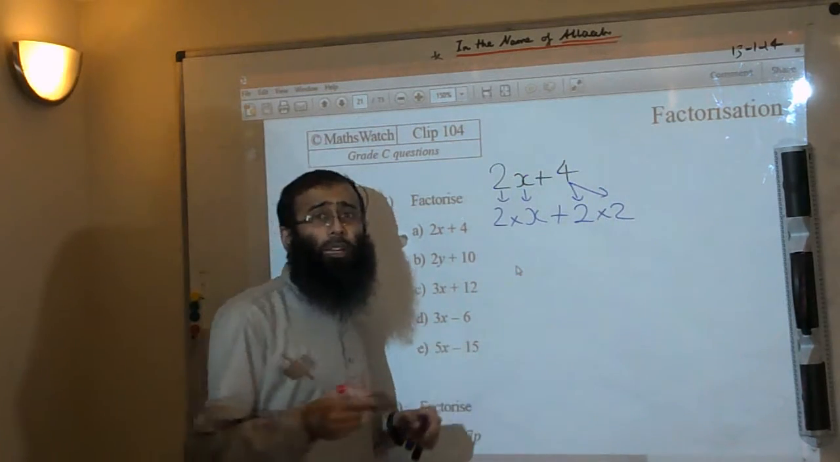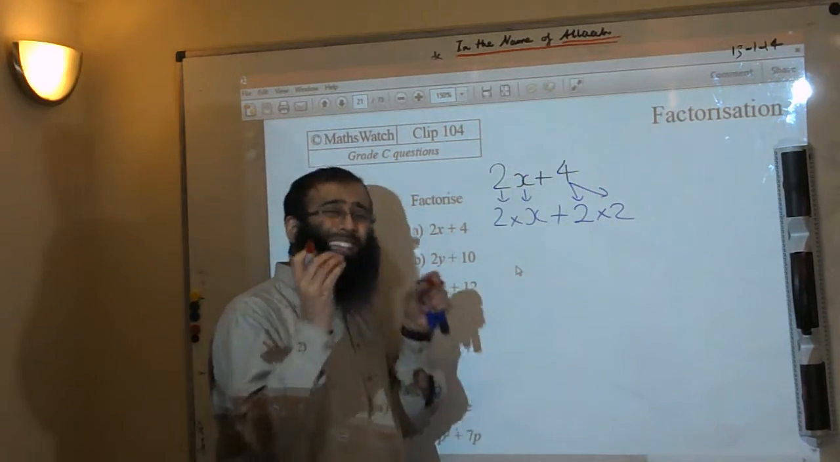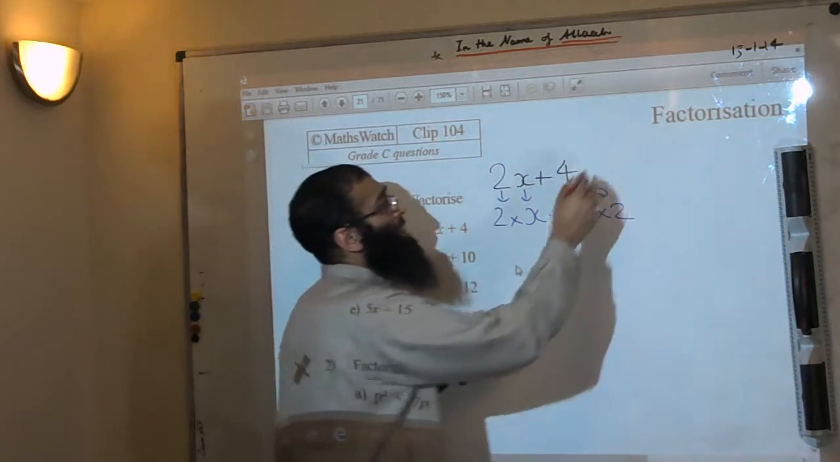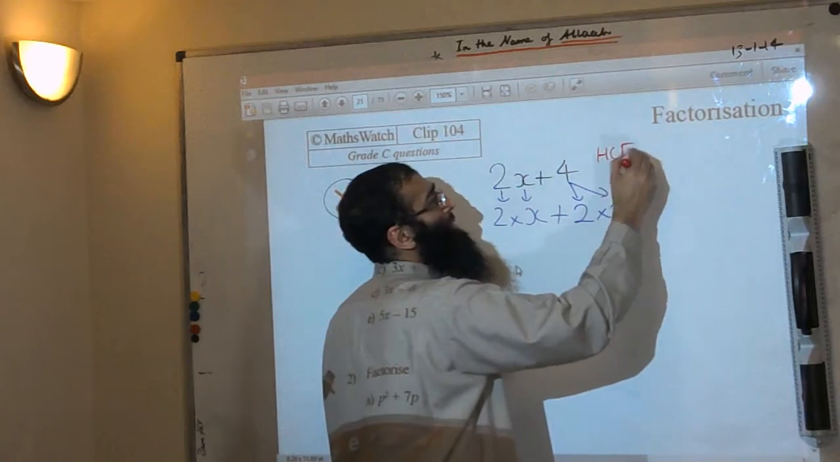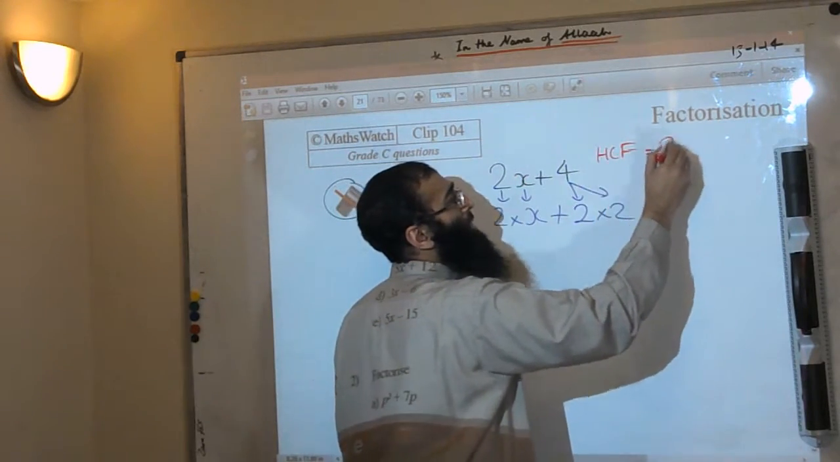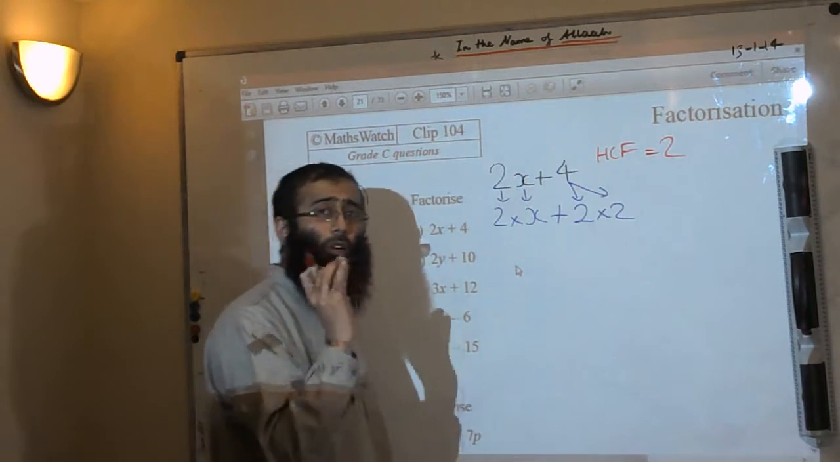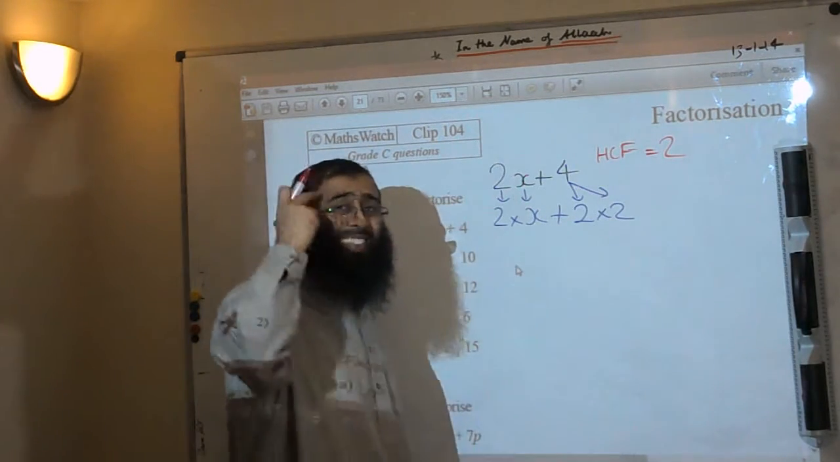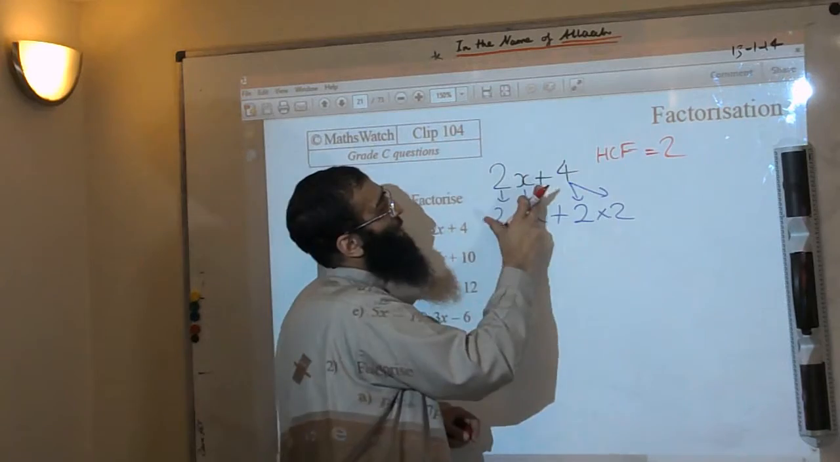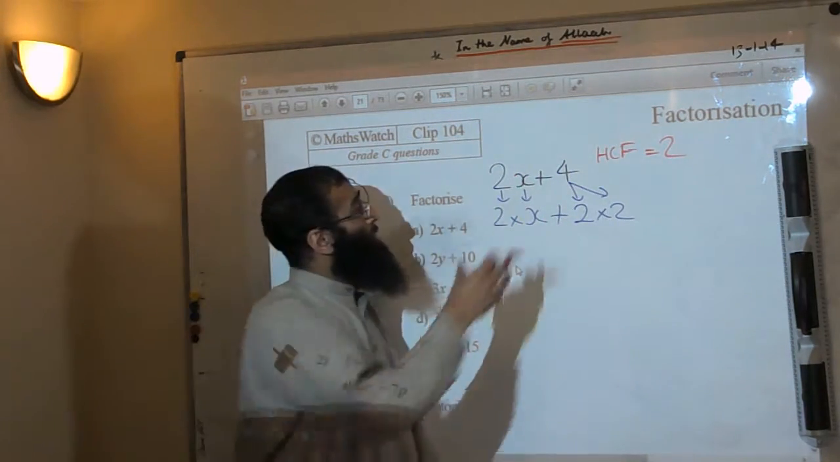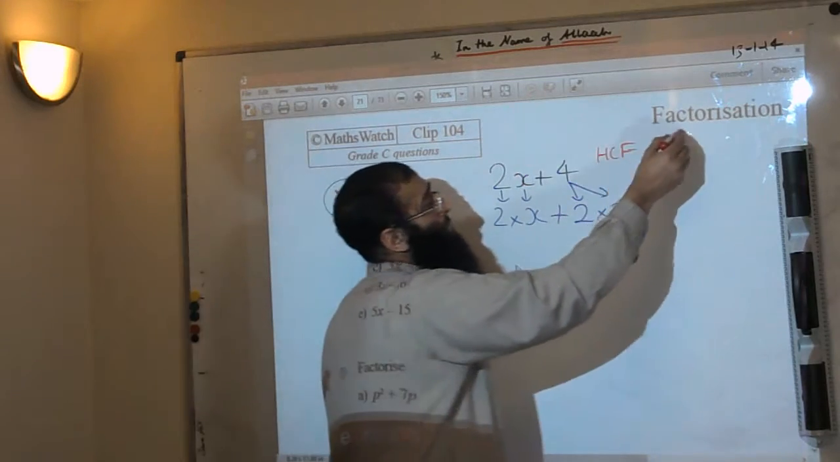So what we're doing now, we are splitting a number into particular factors, not just any old factor pairs. Particular factors take into consideration that this particular expression has a highest common factor of 2. So that's our target, that's our goal. So before we even start doing the question, we have to think 2x add 4, they share a highest common factor of 2. Highest common factor is 2.